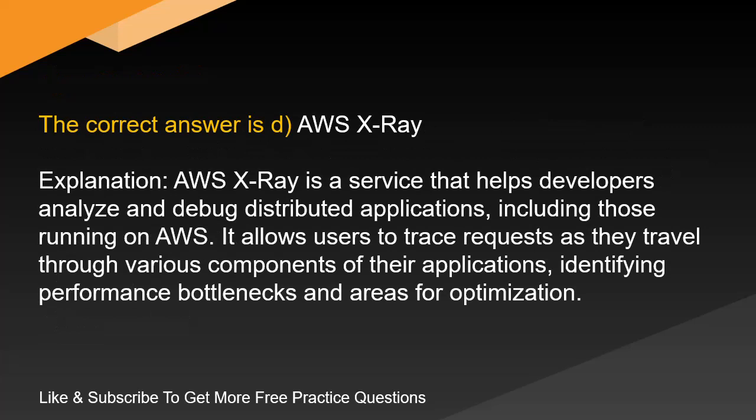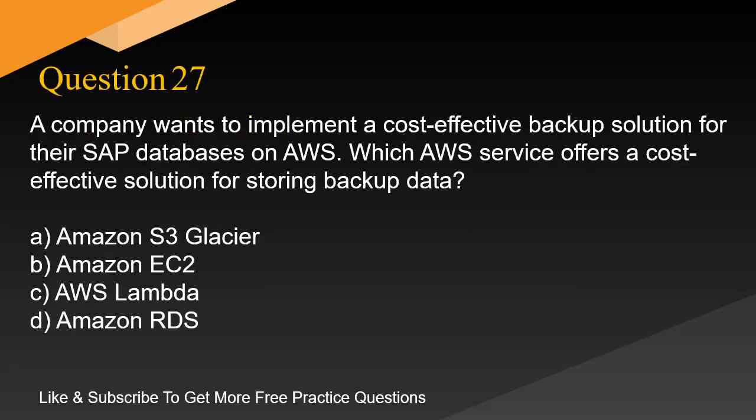The correct answer is D. AWS X-Ray. Explanation. AWS X-Ray is a service that helps developers analyze and debug distributed applications, including those running on AWS. It allows users to trace requests as they travel through various components of their applications, identifying performance bottlenecks and areas for optimization.